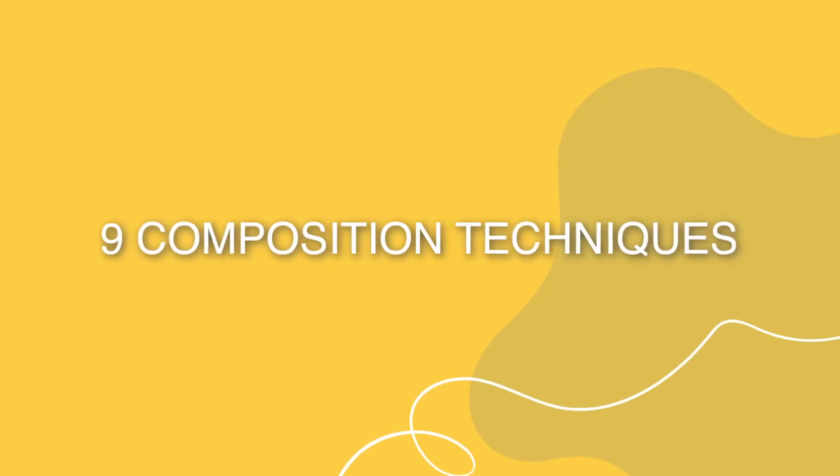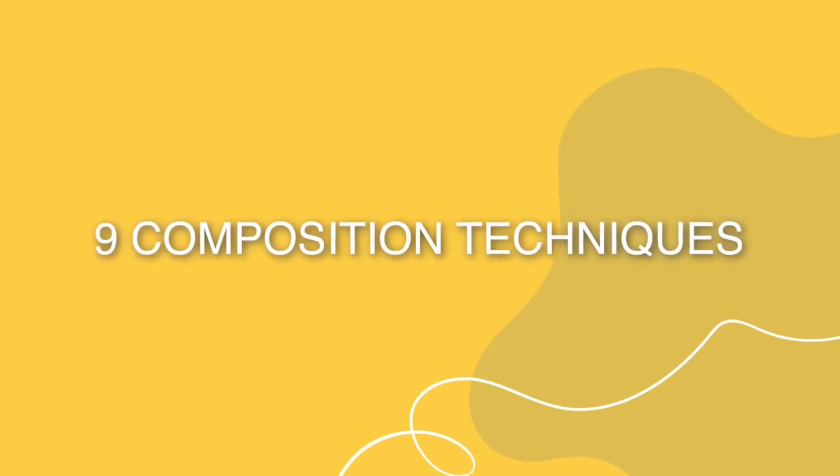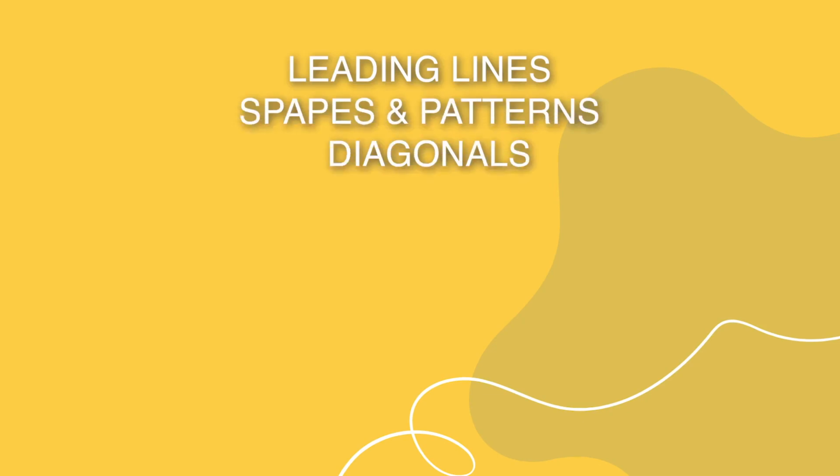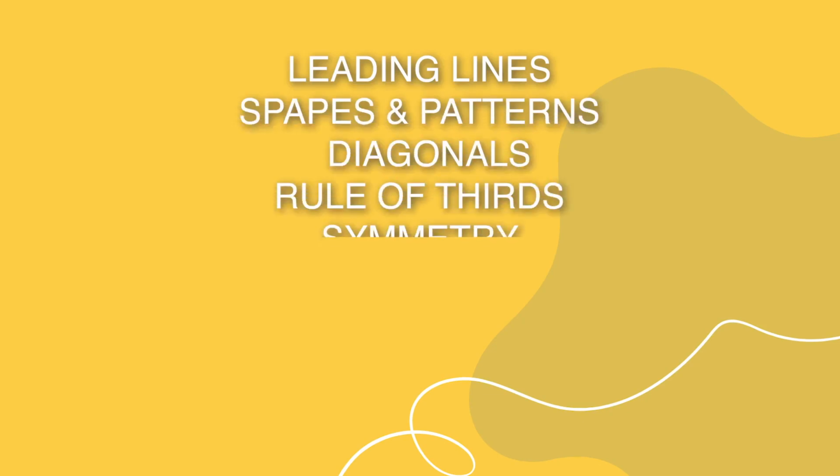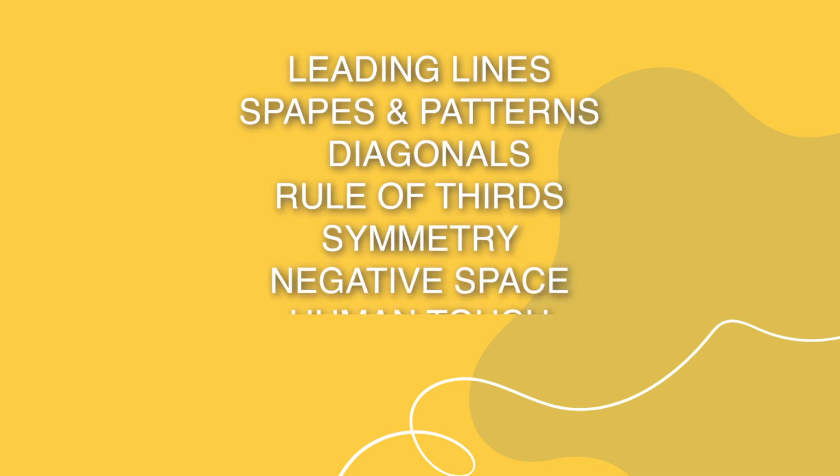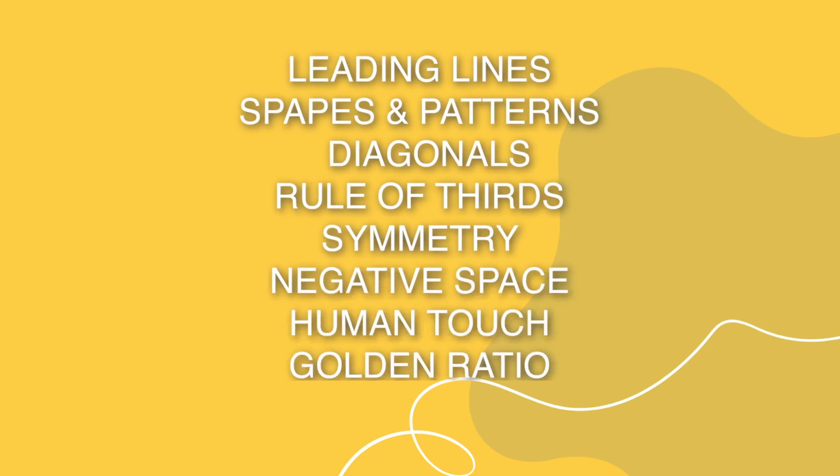So just to recap, 9 composition techniques that you can use as a guide in photography are leading lines, shapes and patterns, diagonals, rule of thirds, symmetry, negative space, human touch, the golden ratio, and your very own composition.